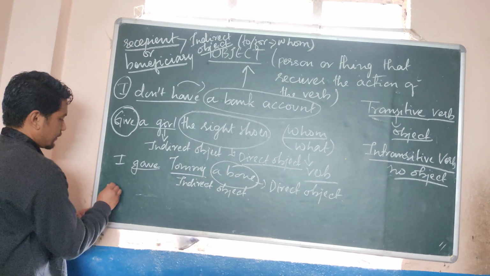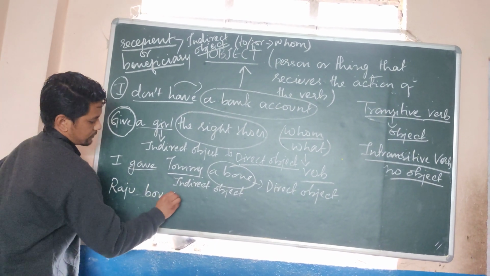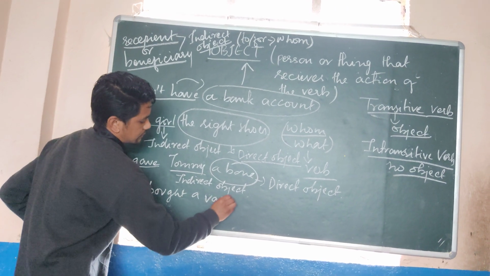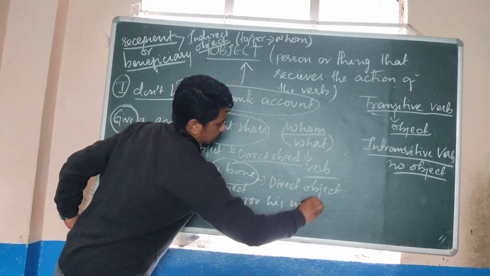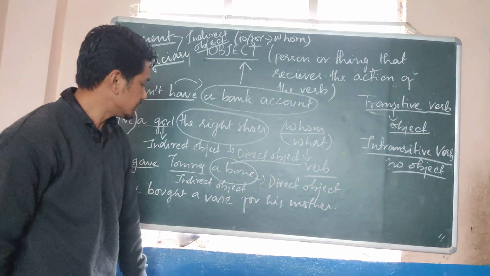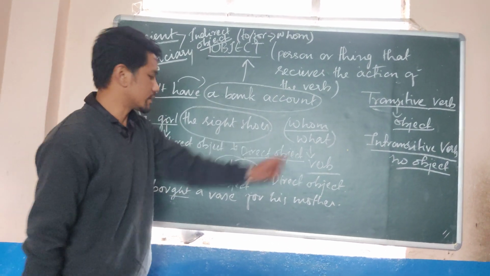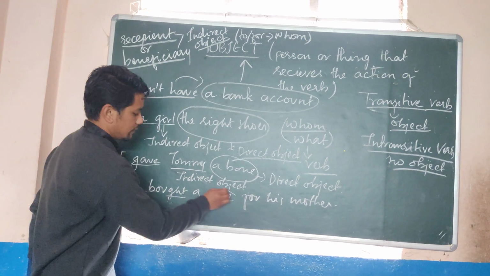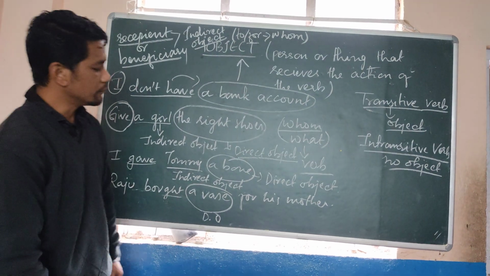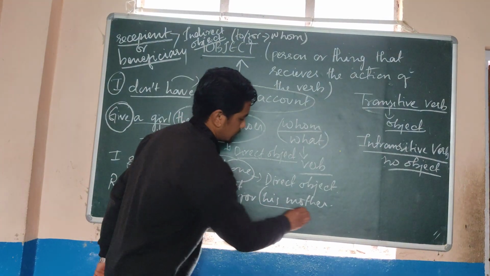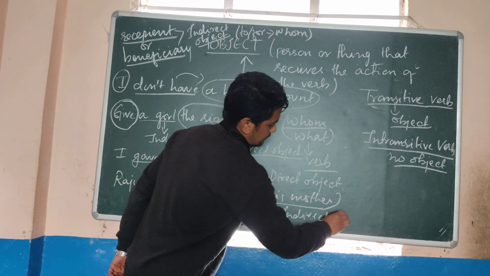Next example: Raju bought a vase for his mother. The verb is bought. Bought what? A vase. This is your direct object. And for whom? For his mother. His mother is your indirect object.